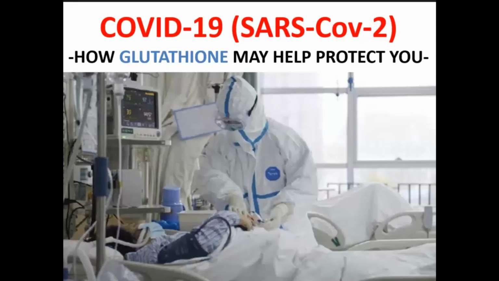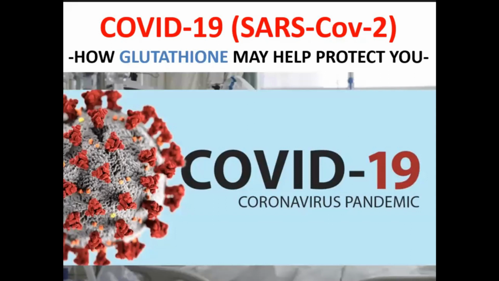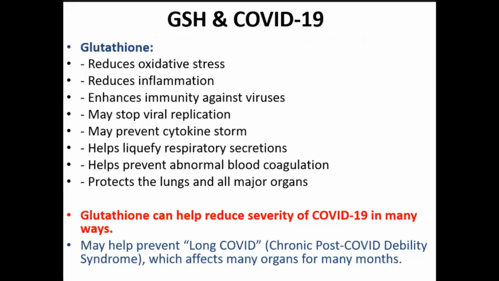Okay, right. So with COVID-19, what do we know over the last 2.5 years about glutathione and COVID-19? We know that glutathione reduces oxidative stress. We know that glutathione reduces inflammation. We know that glutathione enhances immunity against viruses. We know that glutathione may stop viral replication. It may prevent cytokine storm, helps liquefy respiratory secretions, helps prevent abnormal blood coagulation, and protects the lungs and all major organs against damage, which means glutathione can help reduce the severity of COVID-19 in many ways.